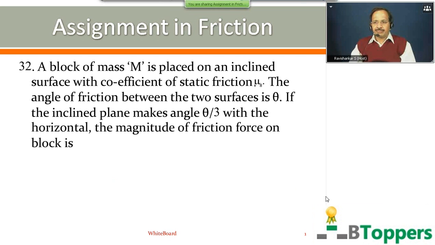So in the previous class I have shown you the questions numbering from 32 to 60 in the assignment on friction. I have even shown you the answers for all the questions. Probably you might have checked your answers. So now I am going to discuss the solutions of these questions one after another.